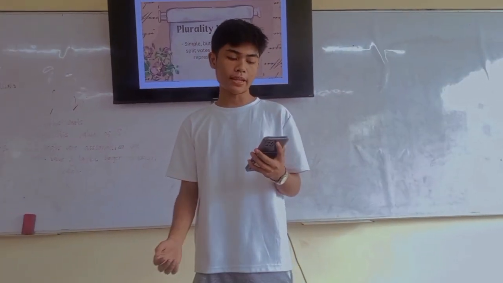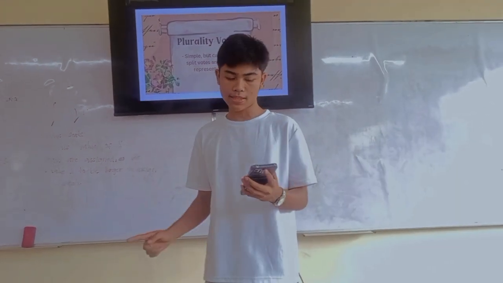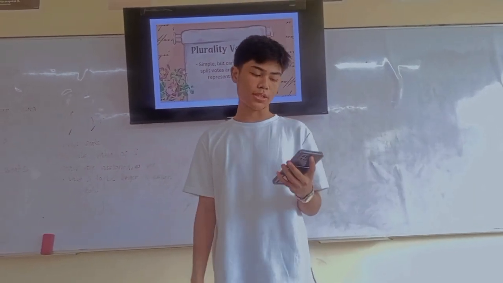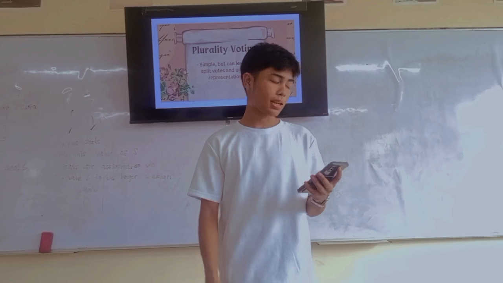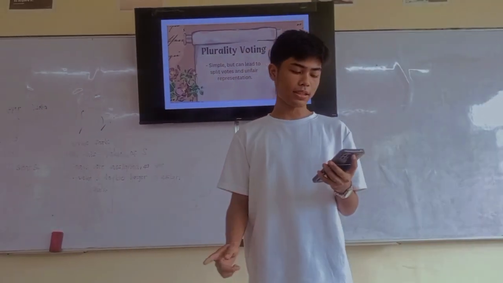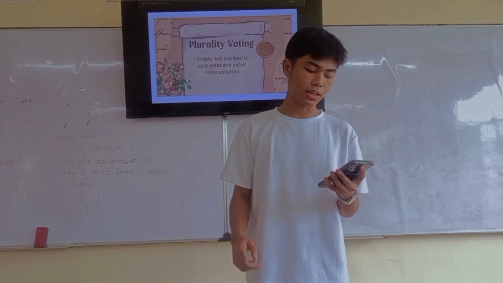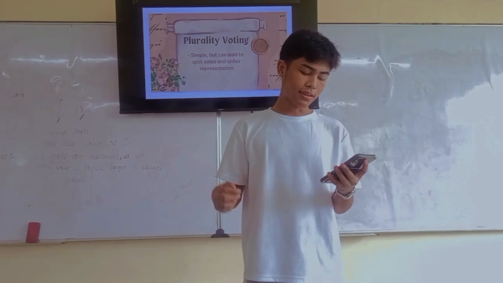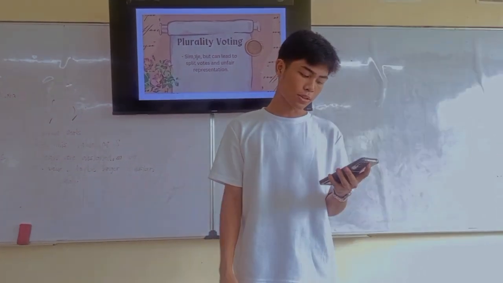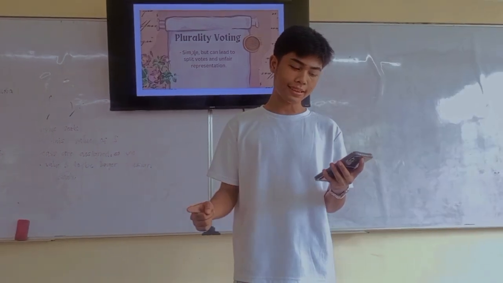Example: let's say we have an election with 4 candidates, A, B, C, and D, and 20 voters. Candidate A has 8 votes, candidate B 5 votes, candidate C 4 votes, and candidate D 3 votes. In plurality voting, the most votes win. So the result is the winner is candidate A.